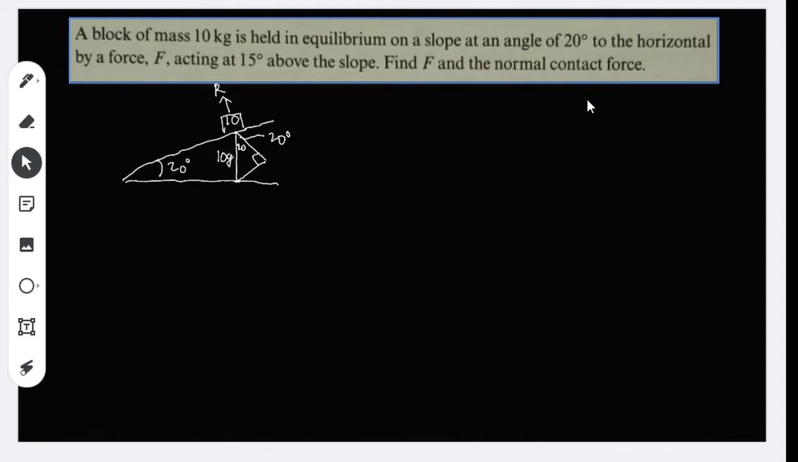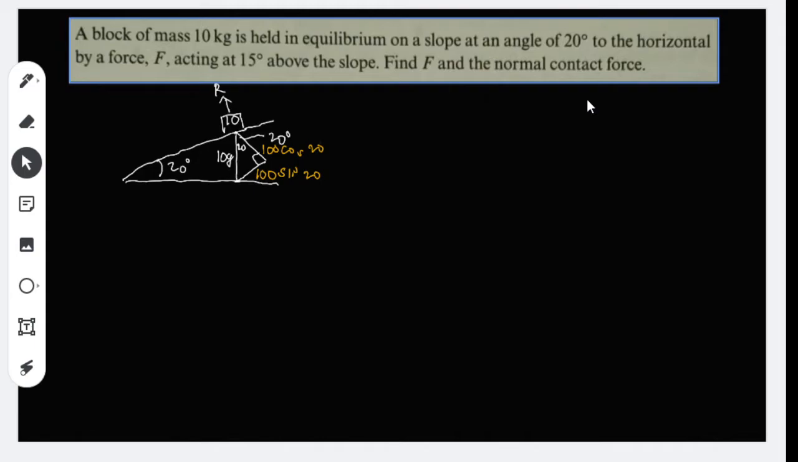Now, this side here is the opposite of the given angle. So we can say that that will be your F sine theta. If that's your F sine theta, we can say that it will be equal to 100 sine 20. On the other hand, the side here will be your 100 cosine 20. That will be 100 cosine 20.